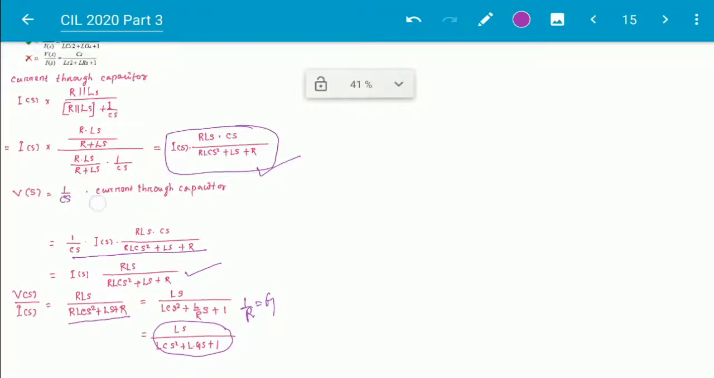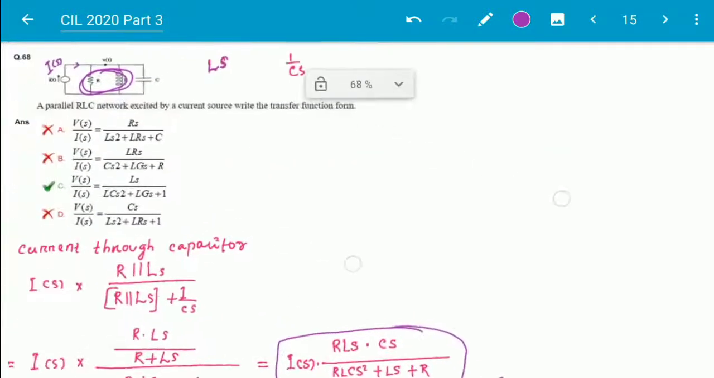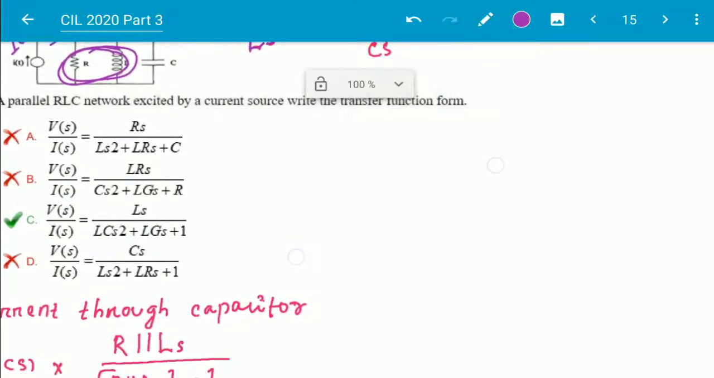Hence option C, Ls by LCs square plus LGs plus 1, this is the correct answer, option number C.